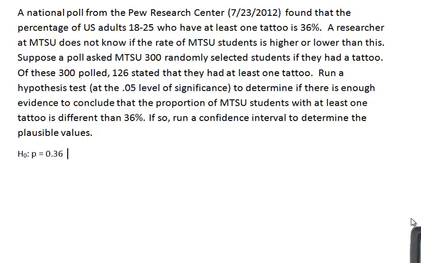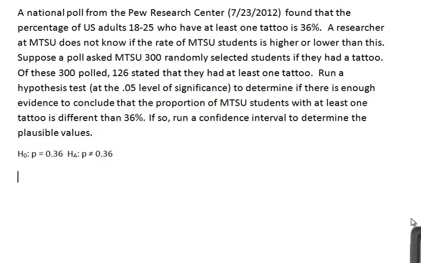Now what about HA or H1? We're unsure of the rate, if it's higher or lower. If we had a suspicion that it was higher, then we would say p is greater than 0.36. If we had a suspicion it was lower, we'd say it's less than. But since we don't know, we're going to use the not equal to. Okay, so now we have that.